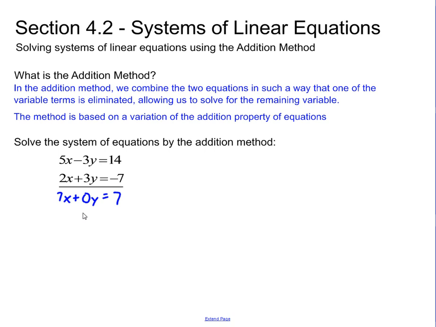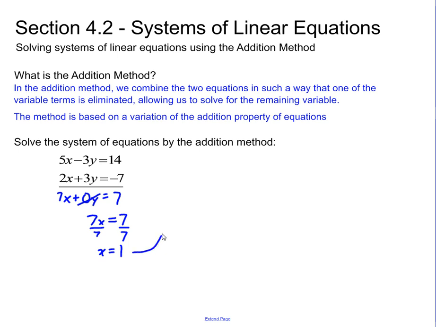And that's pretty convenient, you might say, because in this case, the 0y is just a term that goes away, and we're left with the equation 7x is equal to 7. Now, how useful is that? Well, of course, now all we really have to do is divide both sides by the constant in front of x, and we get x equals 1 as one of the solutions to this system of equations.